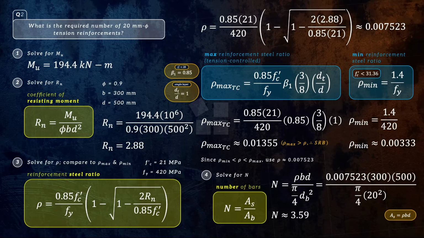Since n is the number of bars required, we cannot round down to exactly 3 pieces because the requirement is calculated to be more than that, being 3.59 pieces. Therefore, we must round up our answer to 4 pieces. And this is the final answer for the second question.